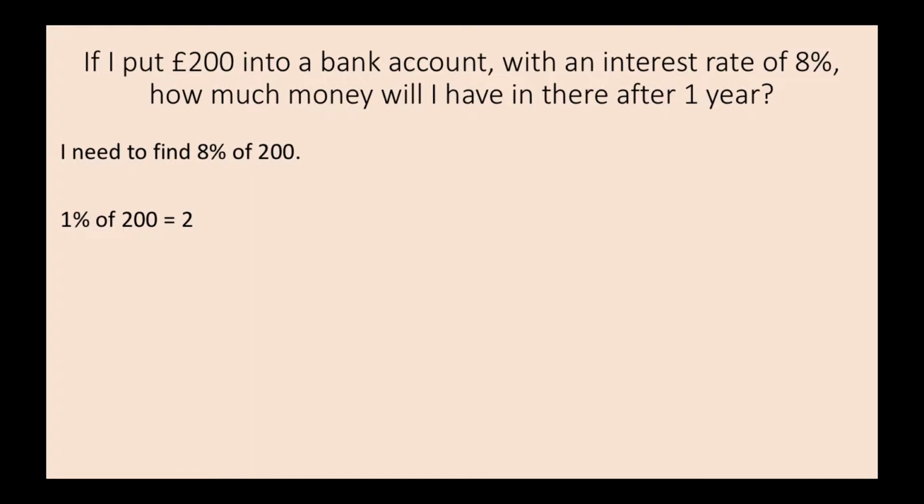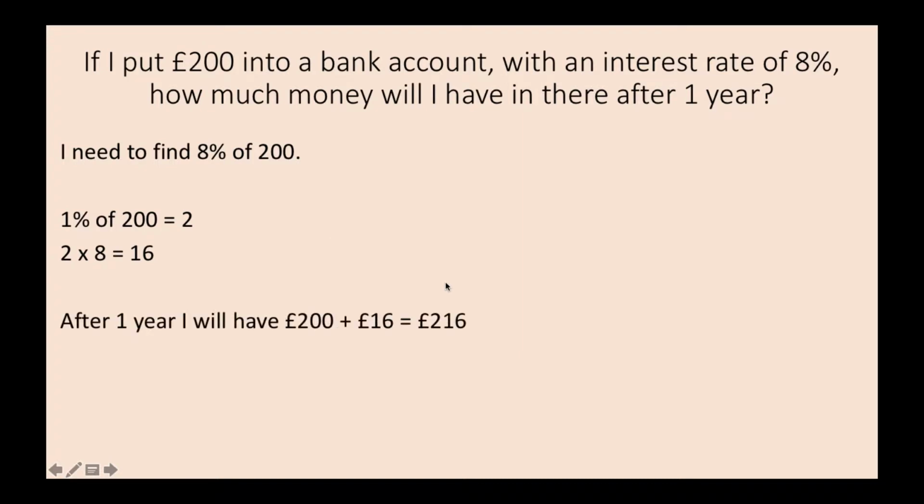Well, 1% of 200 is 2, because all I need to do is take off those 2 zeros to find 1%. Okay, I divide it by 100 technically, but I take off the 2 zeros. So it's 2. So because 2 is 1% and I need 8 of them, I times it by 8 to give me 16. So I've made £16, so in total I have my 200 plus my 16, giving me £216. Nice and easy, that one.